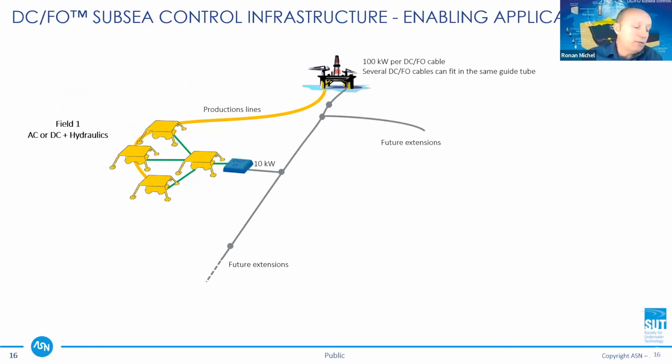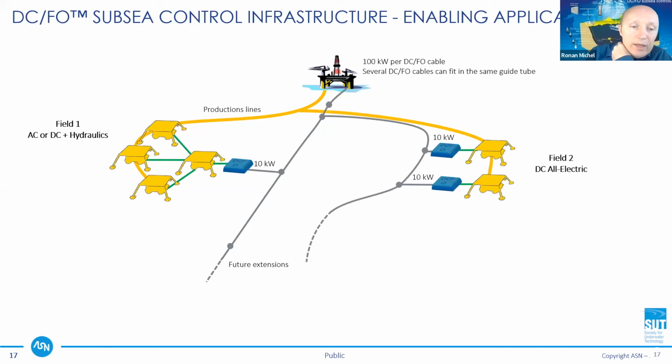Now, if we look at the infrastructure, the backbone here, we see first of all a field one being developed with an electro-hydraulic subsea control umbilical using either AC or DC power. From the topside, 100 kilowatt is fed from the DCFO high voltage DC backbone. Sorry, I have an issue with my mouse. Then at field one, the DCFO subsea converter steps down the 10 kilowatt to a lower voltage to a manifold that further distributes the power to templates or wells. So this system is ready for expansion. You can see future extension ready branch or dormant tail.